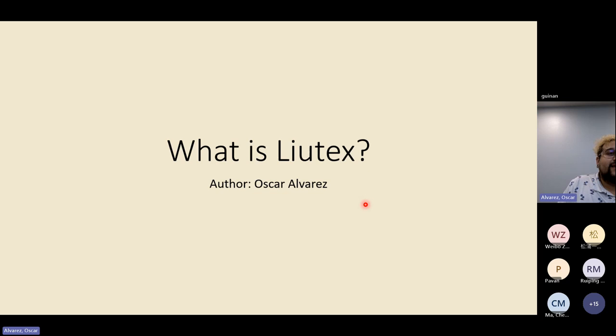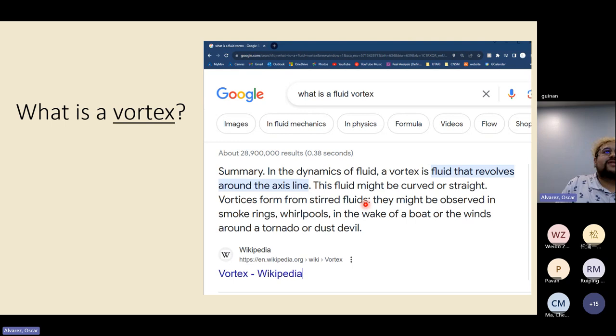So the first question that we ask is, what is a vortex? Let's ask Google what a vortex is. Google says in the dynamics of fluid, a vortex is a fluid that revolves around the axis line. That's a good definition for a vortex, but what does that mean?